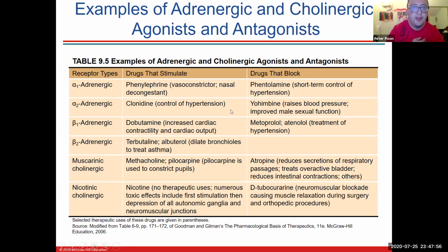Alpha blockers. Short-term control of hypertension. This one raises blood pressure and improves male sexual function. So I'm sure you guys know what that means. The beta 1 blockers are for the treatment of hypertension. Beta 1 causes increased heart rate, so beta blockers decrease heart rate.